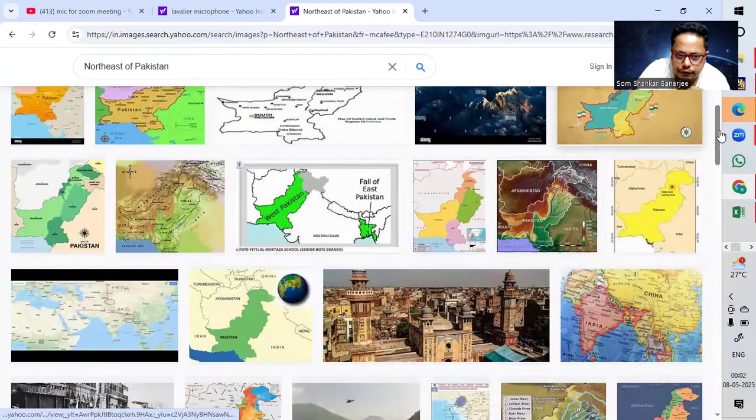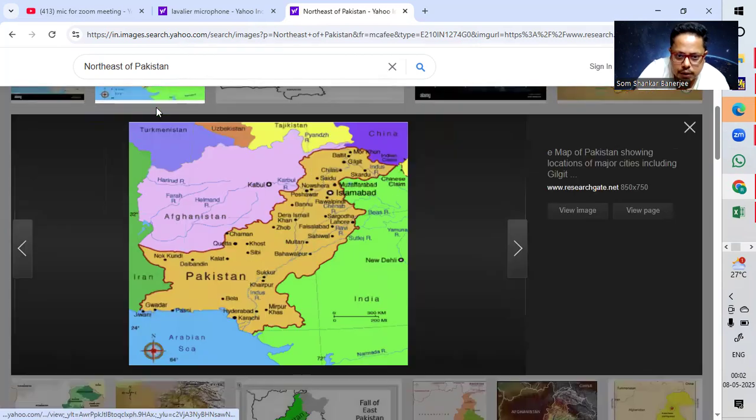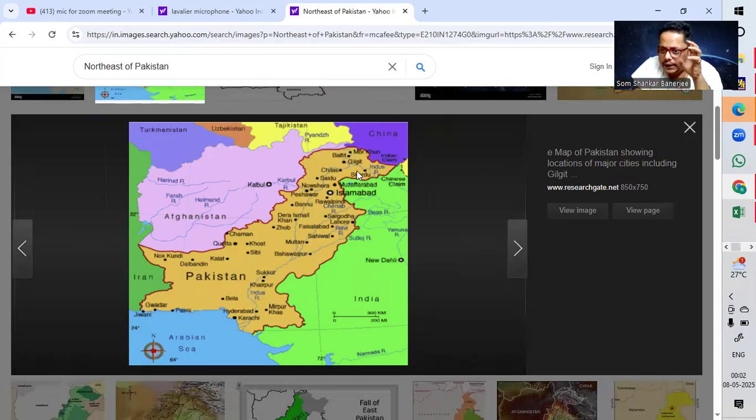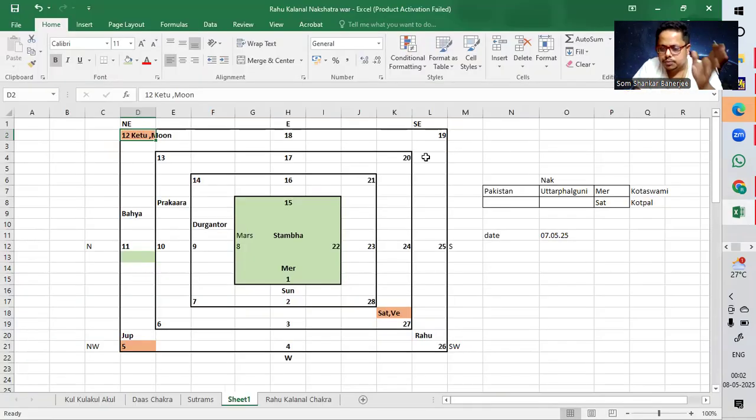I'm trying to find a good map. Yeah, this one. If you carefully see, this is the northeast part, which is near China, like the POK areas, Muzaffarabad and Gilgit and those kinds of areas. So the attack which happened today is absolutely as per the Kota Chakram which we could see in this chart. But what is the outcome?